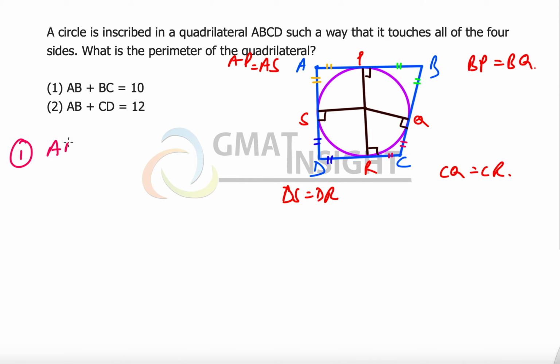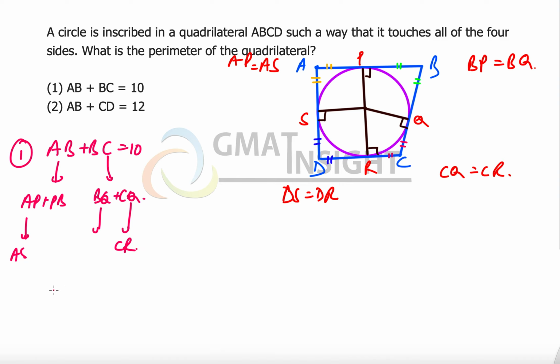The first statement says that AB plus BC is equal to 10. Now let us see that AB can be broken down as AP plus PB, right? Because these are two parts of it. BC can further be broken down as BQ plus CQ, and the sum of them is 10. So AP will also have the length equal to AS. That means it solves the purpose of calculation of AS. And this BQ solves the purpose of calculation of BP. But BP and BQ are anyway equal. So CQ basically becomes equal to CR.